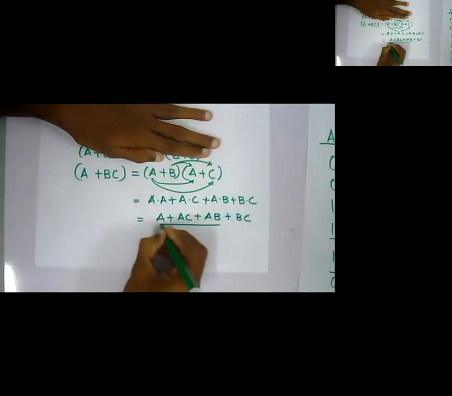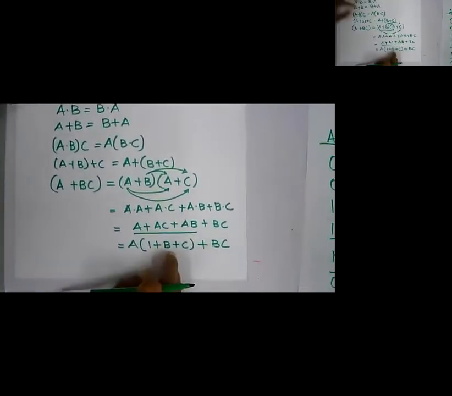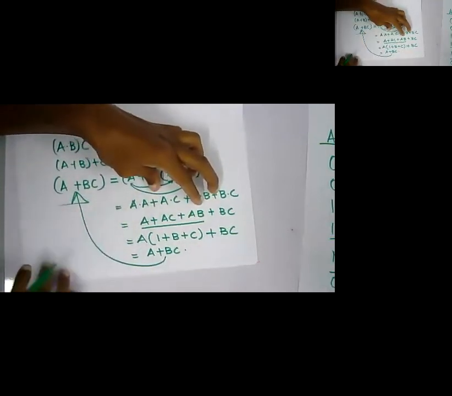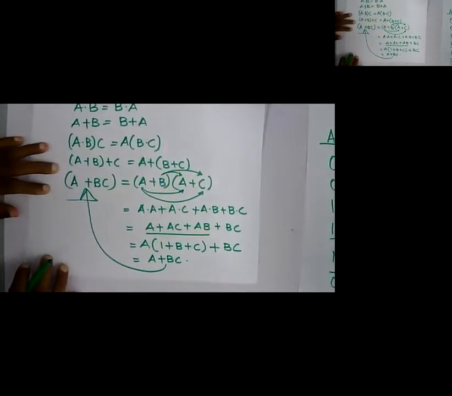So look at here, I have A in these three. What I can do is I can take A as common. This becomes 1 plus B plus C plus BC. What is 1 plus A? Becomes 1, right? So 1 plus B plus C becomes again 1, whatever the value here. So I can write it as A plus BC, which is equal to this one, right?